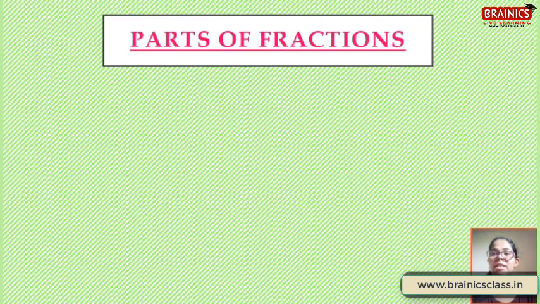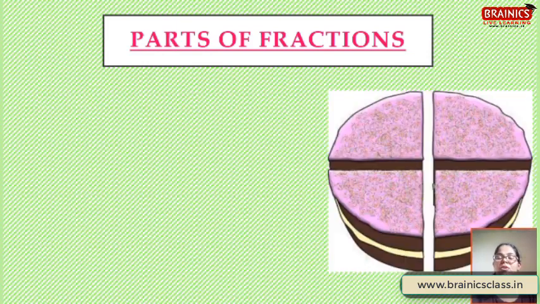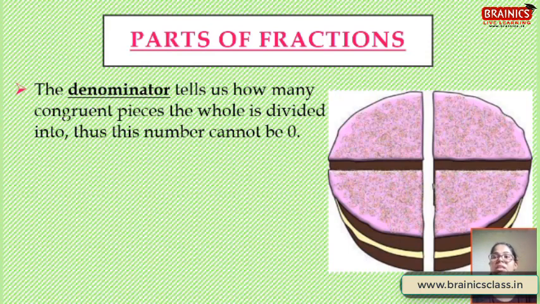Next point is parts of fractions. As we have divided the whole cake into 4 equal parts, here the denominator tells us how many congruent pieces the whole is divided into. Thus this number cannot be 0. Now the cake is divided into how many congruent parts? Yes, the whole cake is divided into 4 congruent parts. So while writing a fraction, the denominator will be 4.